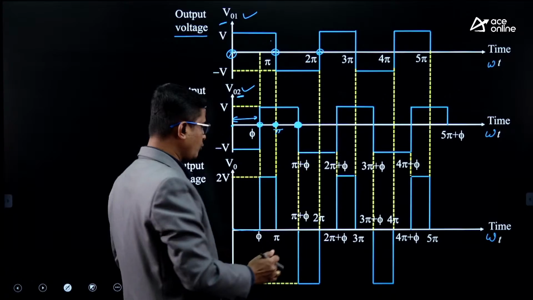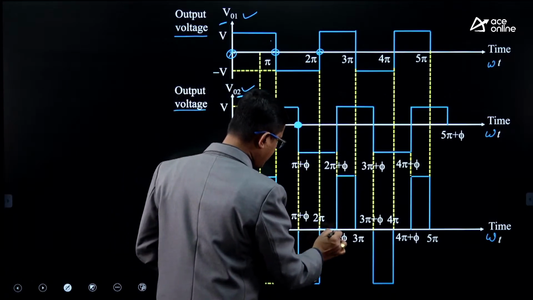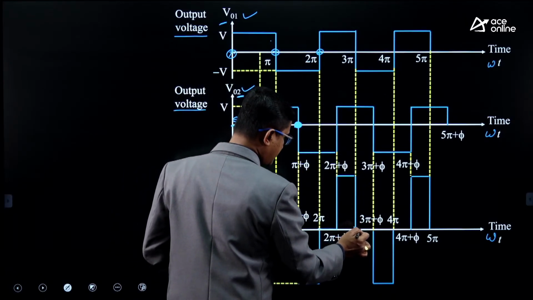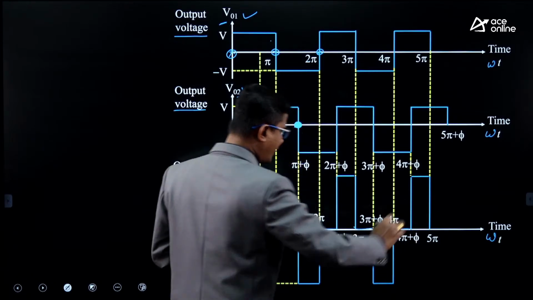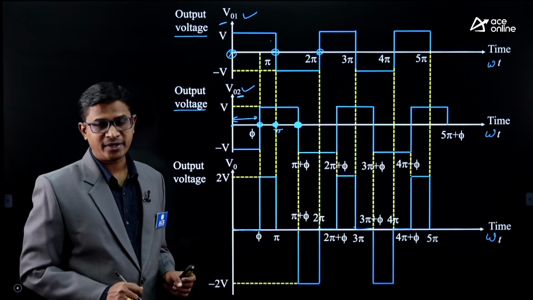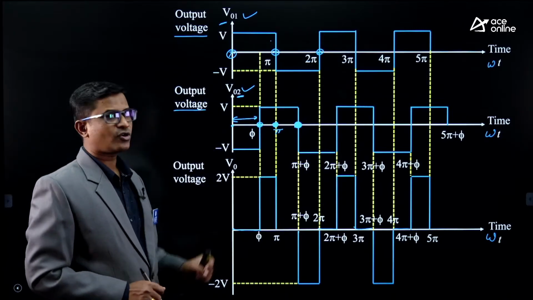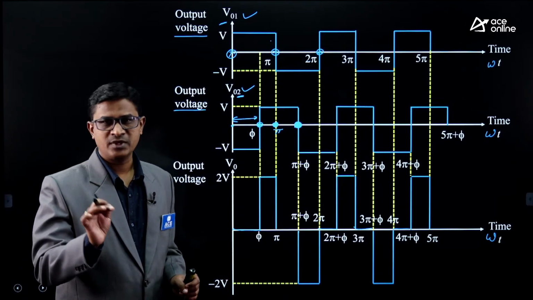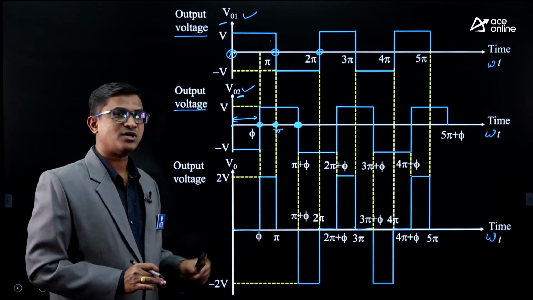And similarly from 2 pi to 2 pi plus phi it will be 0, and again a positive pulse, 0, negative pulse, 0, and so on. So we are getting the output as a quasi square wave, na? Right? V01 and V02 are square waves, but the load voltage is a quasi square wave.